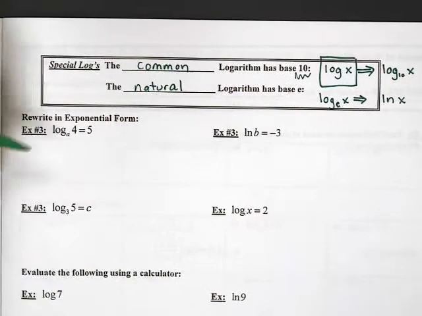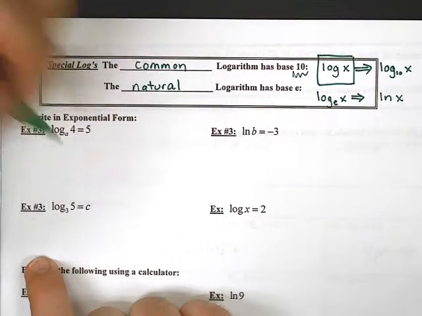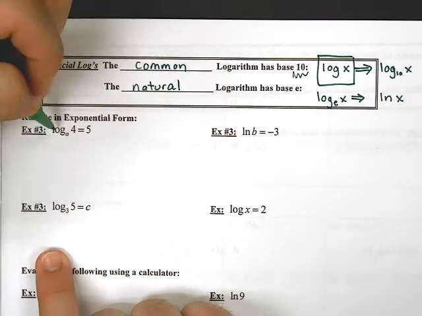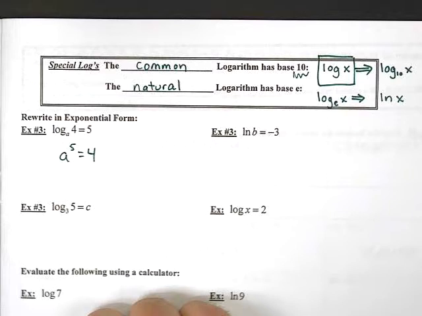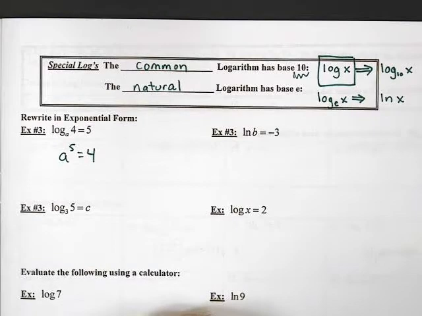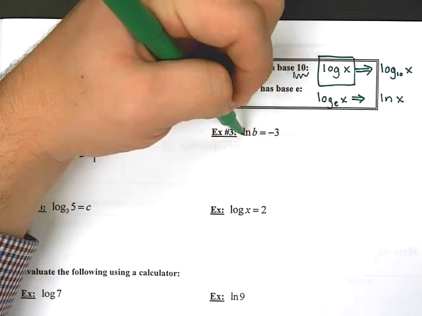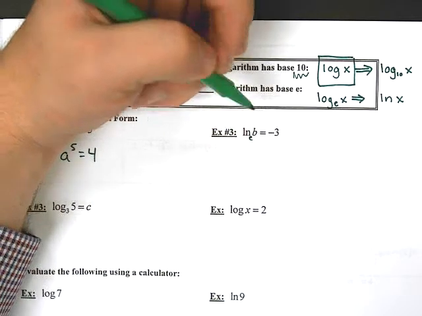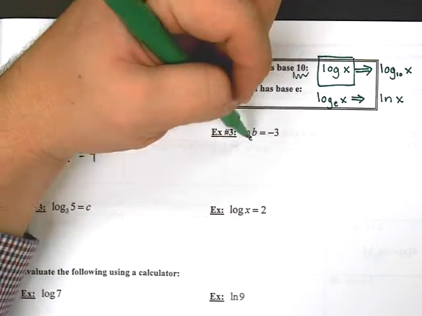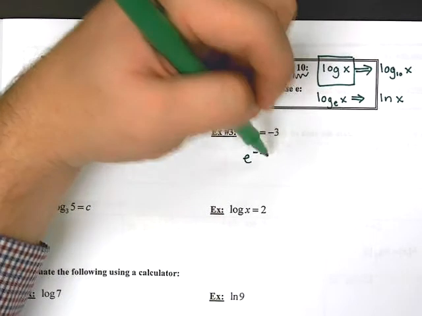Rewrite next in exponential form. All right, so this is a little bit more the same. I'm not going to use my circle anymore because I'm getting really good at it, and I know that if I have log base a of 4 equals 5, I can write that as a to the power of 5 equals 4. Okay, on number 3 over here, be careful. We know that ln means that the base is e. If you need to, you can draw it in so you understand. But again, I'm hoping that you're feeling confident enough, even already, just understanding that ln means base of e. So it would be e to the negative 3rd equals b.